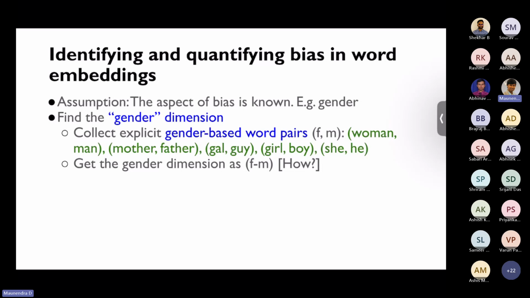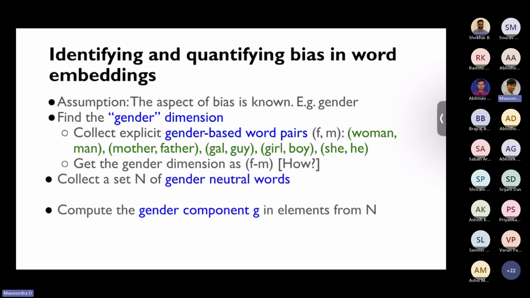Now you collect a set of N gender neutral words. These gender neutral words could be like, say, footballer, and different other gender neutral words. Then from these words, you get the gender component G. How do you get the gender component of a word? You know the gender dimension, and you know the representation of one vector, say W. If you take the projection of W on the direction of G, that is the gender component.